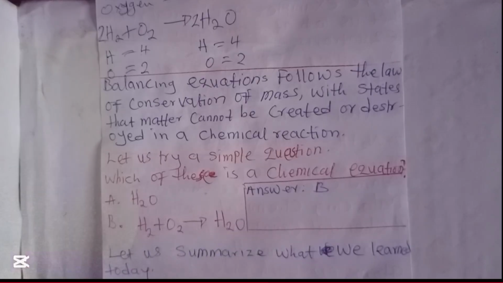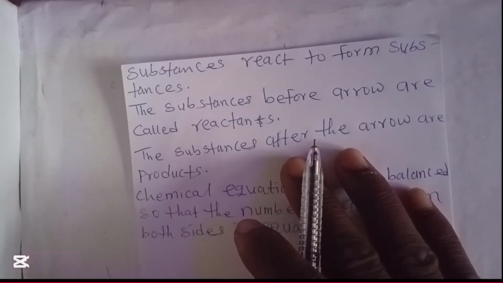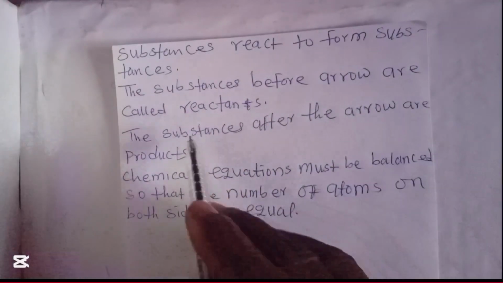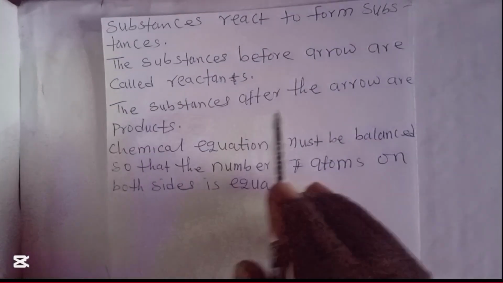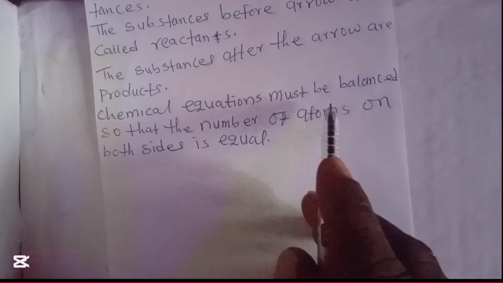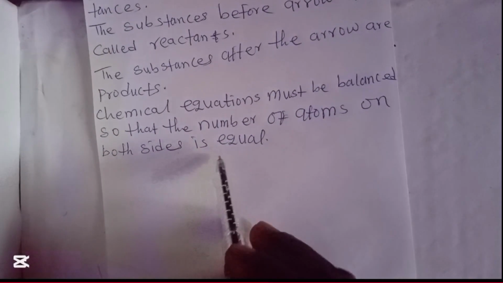Now let's summarize what we learned today. A chemical equation shows how substances react to form new substances. The substances before the arrow are called reactants. The substances after the arrow are products. A chemical equation must be balanced so that the number of atoms on both sides is equal.